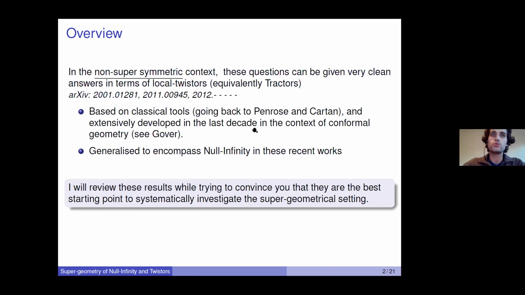This is based on classical tools from conformal geometry. Local twistors are due to Penrose, but it actually goes back to much earlier work from Cartan and Thomas. There were new bits in the literature in recent decades developed by Rod Gover in the conformal geometry context. And really what I'm going to present is a generalization of this work to encompass null infinity. Then the main point will be to try to convince you that this is a very natural beginning for investigating supersymmetry.